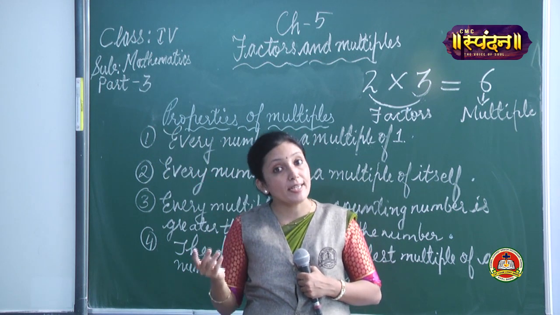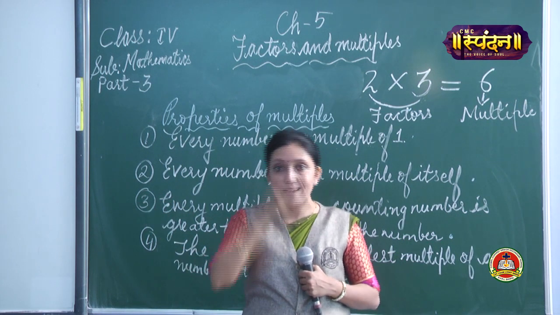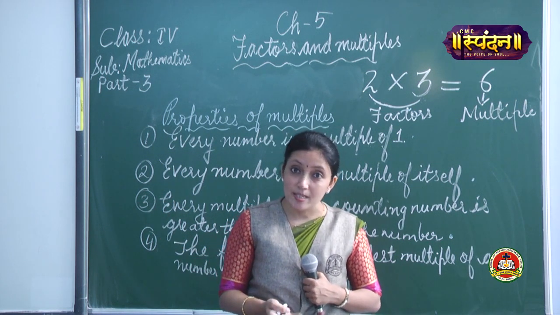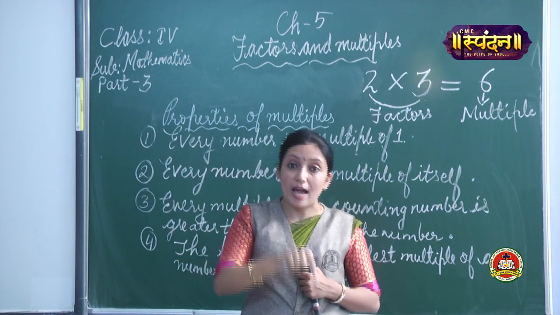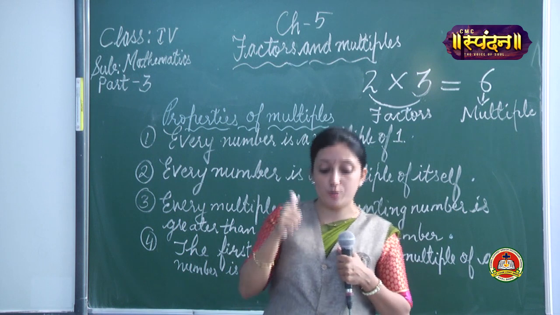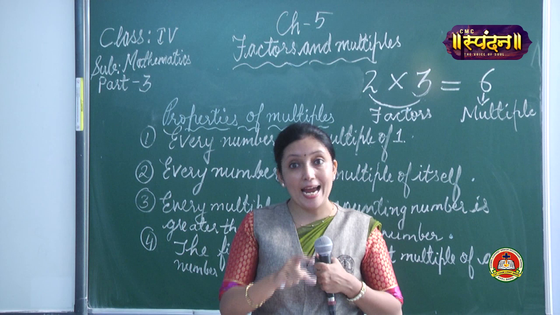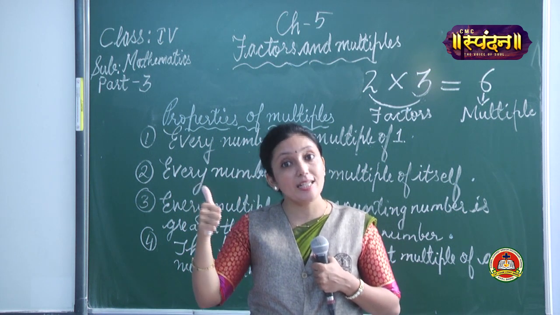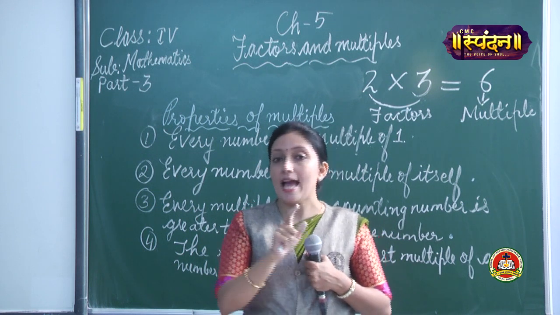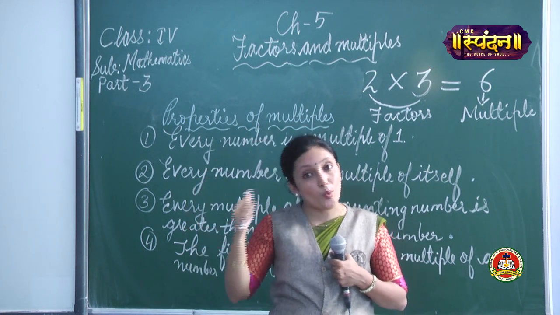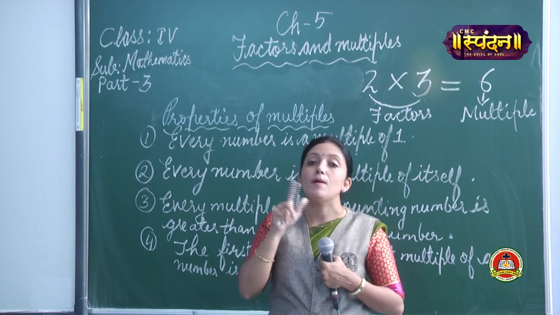There are infinite multiples, which means there is no end, but the starting is there, and the starting is the number itself. This is the difference, children, that you should remember. In factors, 1 is the smallest and the number itself is the largest, but in multiples, the number itself is the smallest and there is no ending, it is infinite.